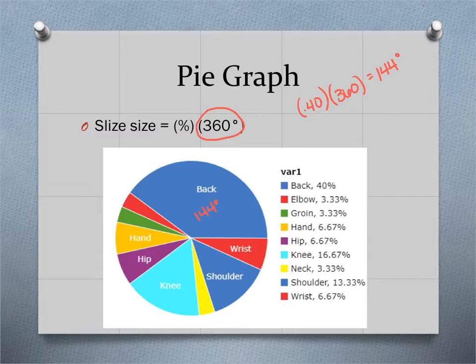And we can do knee, which came next, and knee is 0.1667, so we multiply that by 360, and I get about 60 degrees. So we'll round it up there, about 60 degrees. So you would do that for each one of these, and then once you do them all, they should add up to 360 degrees, or the entire degree measure of a circle.